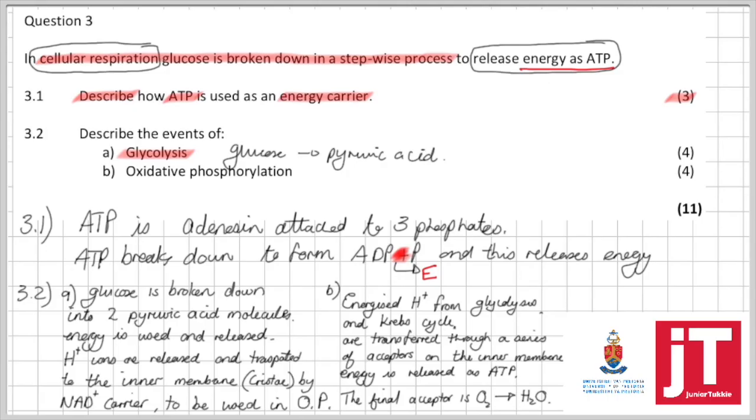Number B, or question B, oxidative phosphorylation. What's important here? Energized hydrogen ions from glycolysis and the Krebs cycle, you cannot forget about the Krebs cycle, are transferred through a series of acceptors on the inner membrane or the cristae. You could use those two interchangeably. And energy is released every time the hydrogen ion is passed on that membrane. And that energy is used to produce our ATPs. The final acceptor in oxidative phosphorylation is oxygen, and this is why water is produced.